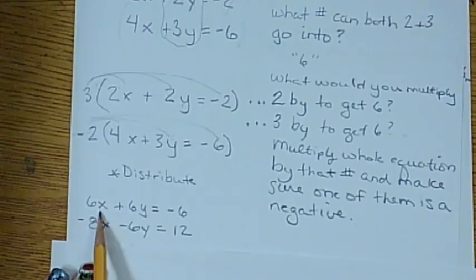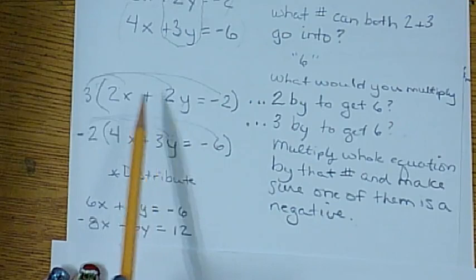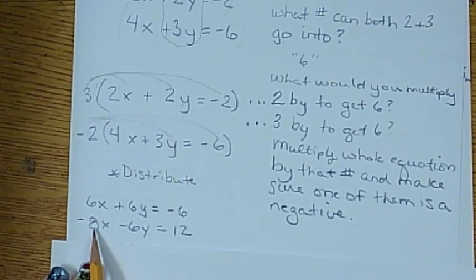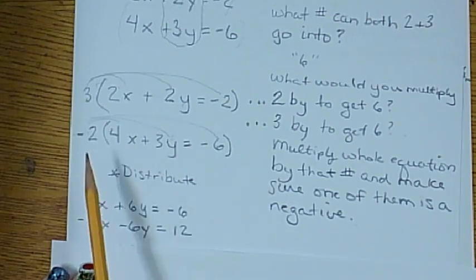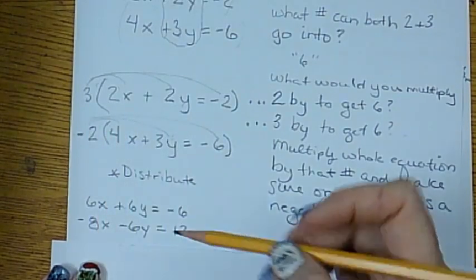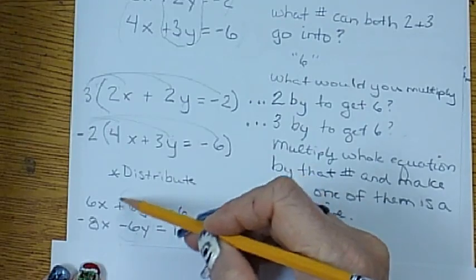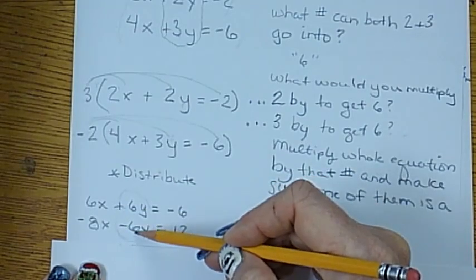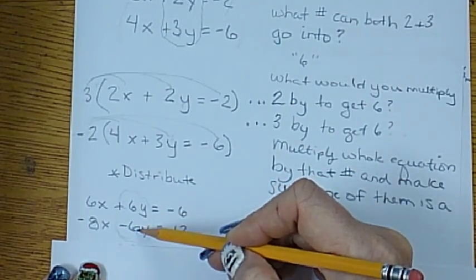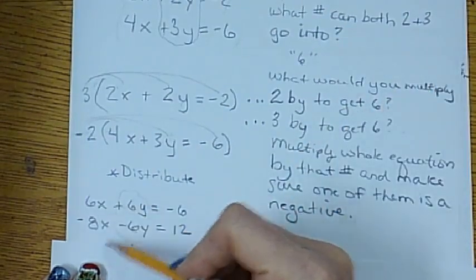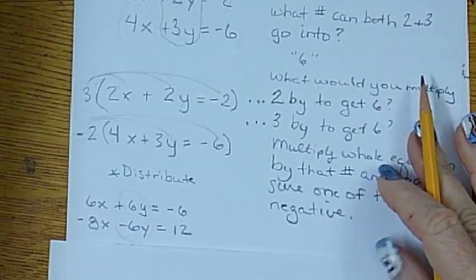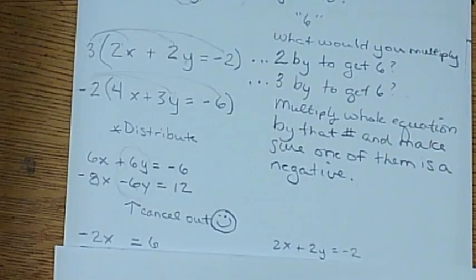Okay, so now I have 6x plus 6y equals negative 6 after I distributed the 3 to each one of those. And now I have negative 8x minus 6y equals 12 after I distributed that negative. So the whole goal was to eliminate, right? They need to be the same number. One of them's a positive, one of them's a negative. So when they're lined up, now I can start adding and subtracting.